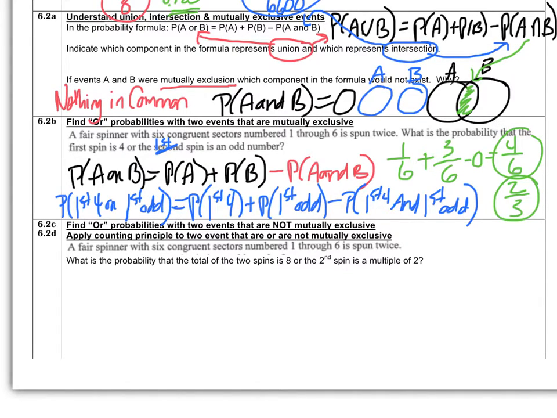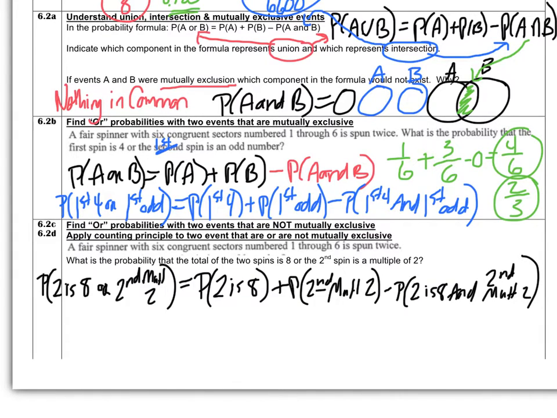We're going to continue with the same scenario. A fair spinner with 6 congruent sectors numbered 1 through 6 is spun twice. Here's the question. What is the probability the total of the two spins is 8 or the second spin is a multiple of 2? So let's write the formula out and see what that looks like.